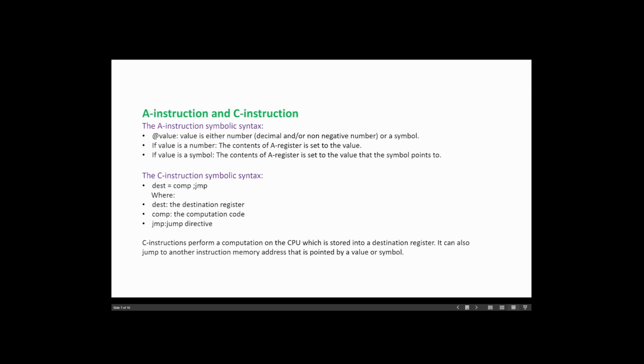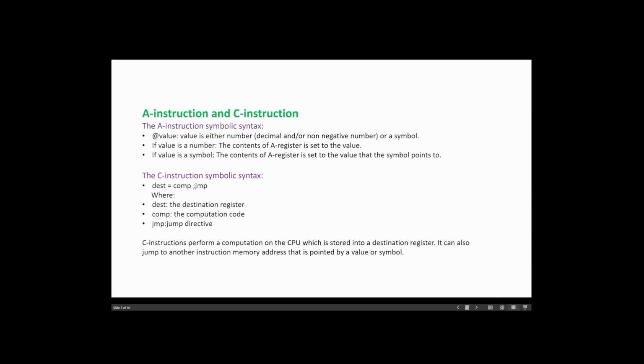If the value of the A instruction is a number, then the instruction will set the contents of the A register to the specified value in the instruction. If the value of the A instruction is a symbol, then the instruction will set the contents of the A register to the value that the symbol points to, and this value will not be the actual value in that memory register.